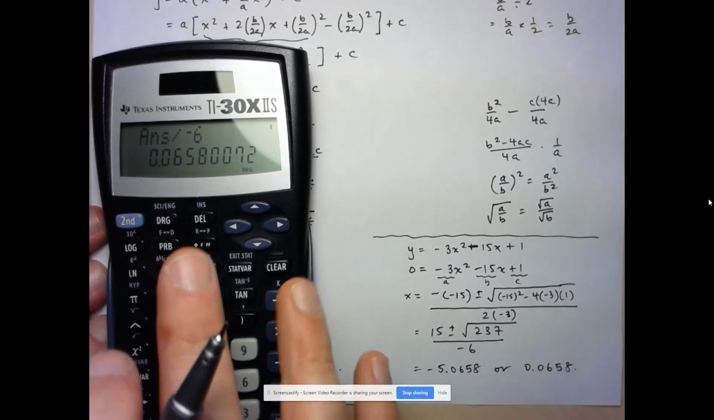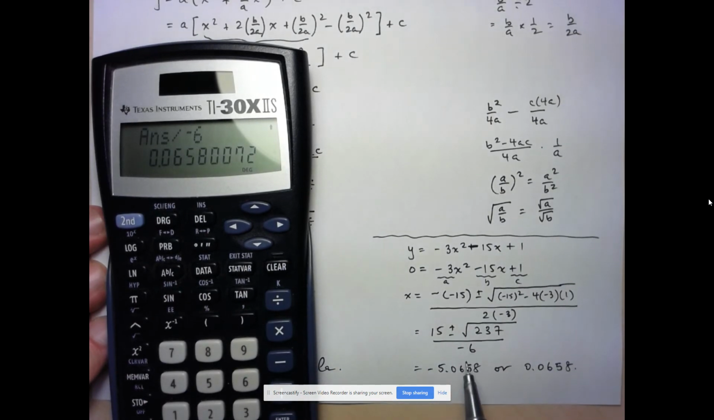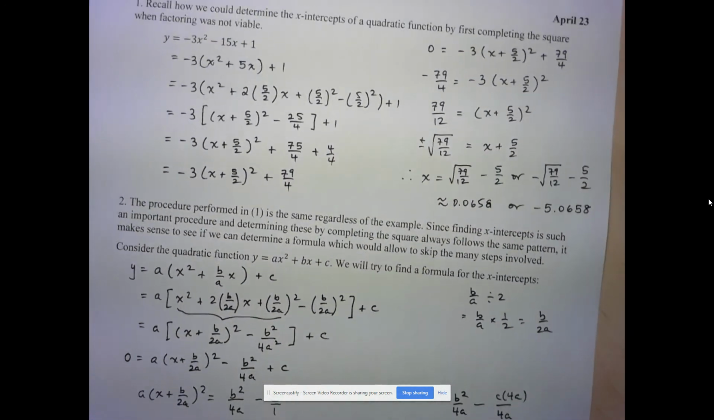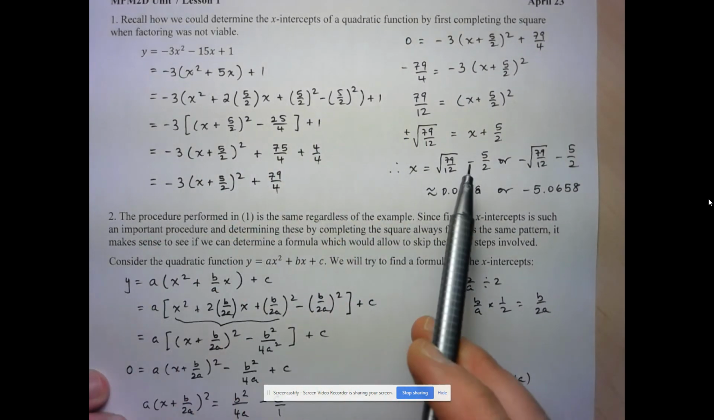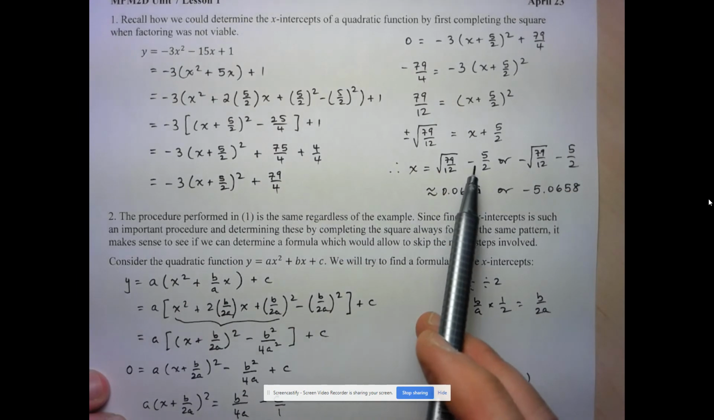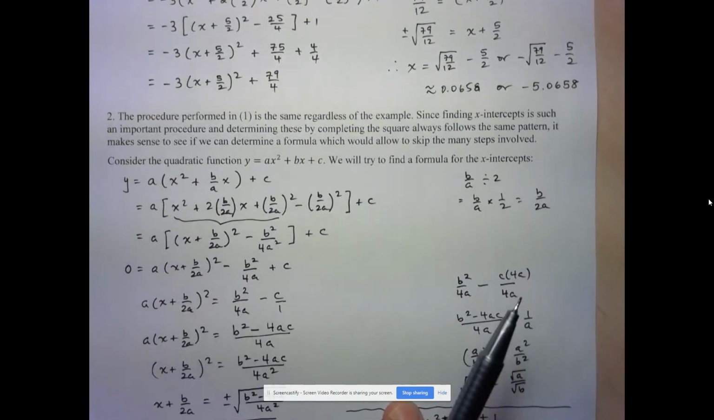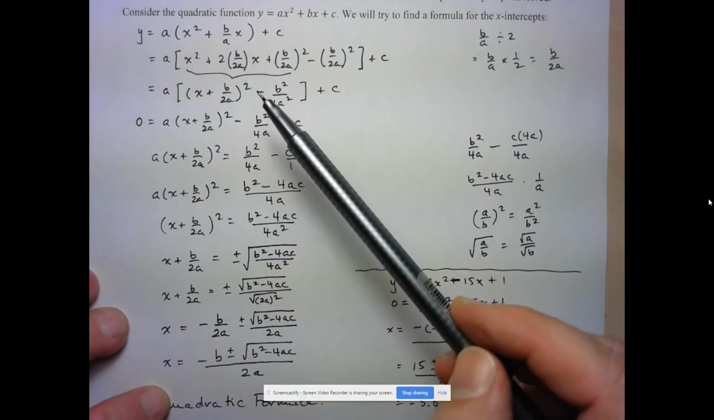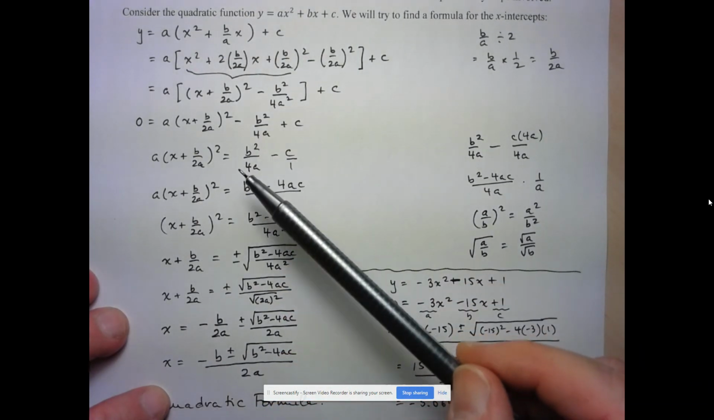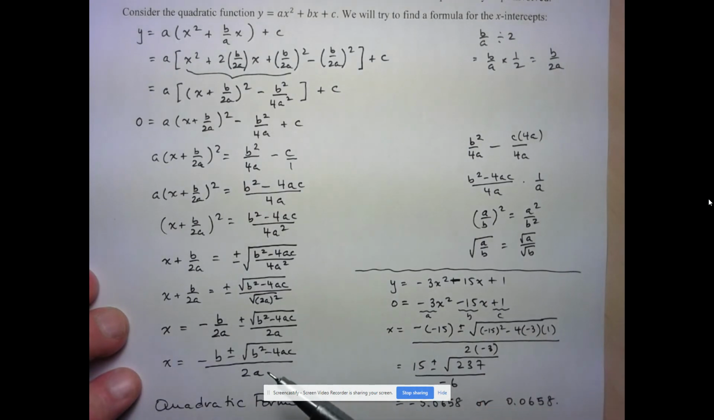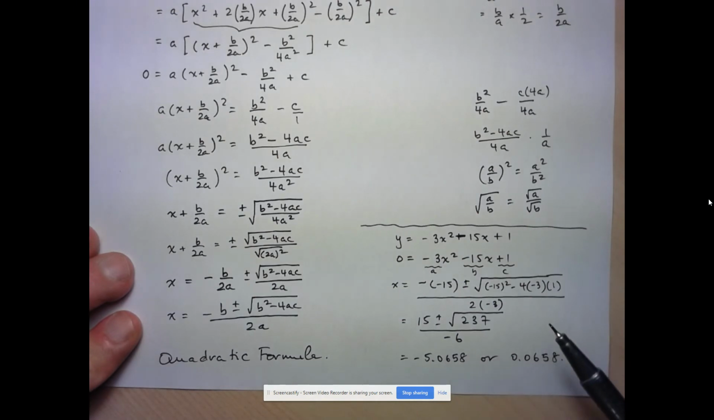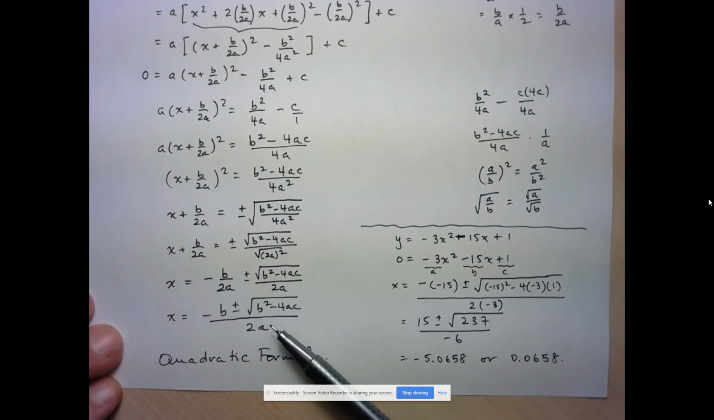0.0658. Look how much work it took us to determine those answers here as compared to the amount of work it took to find those exact same answers. So hopefully you can appreciate that while we had to do a little suffering going through this problem, keeping unknowns in the equation, once you have the formula, solving for these x-intercepts when you can't factor is going to be very fast. So the question is, do you need to memorize this formula?